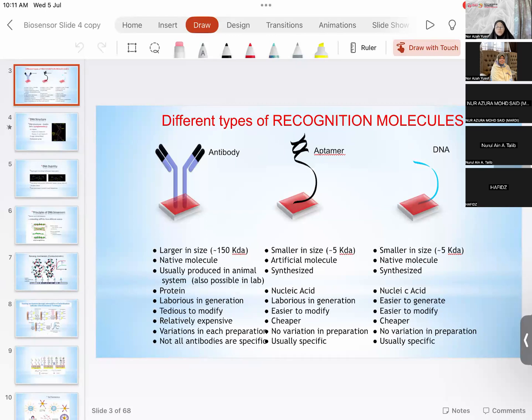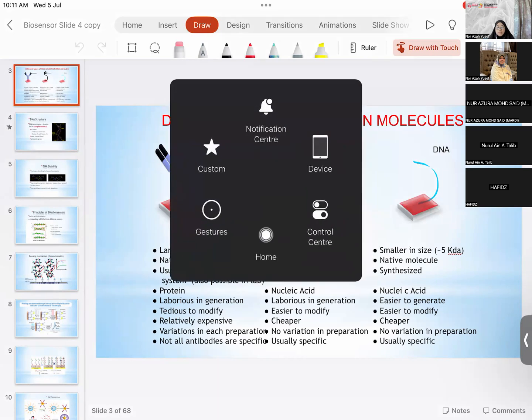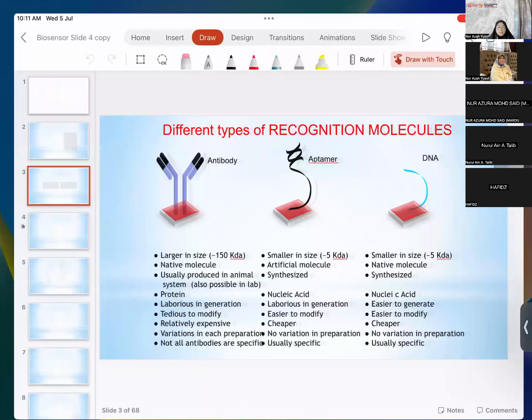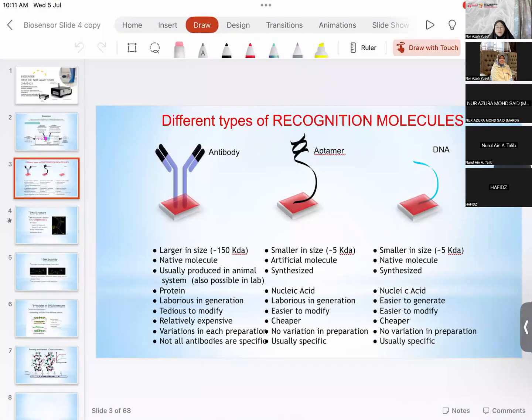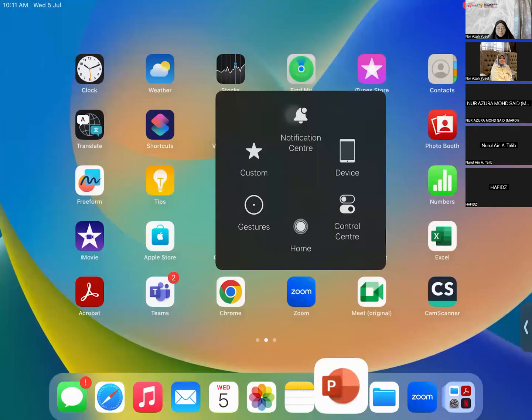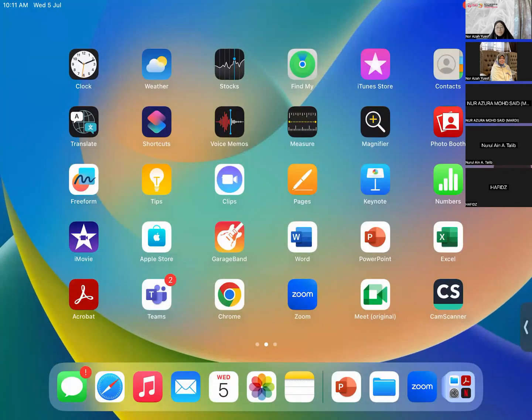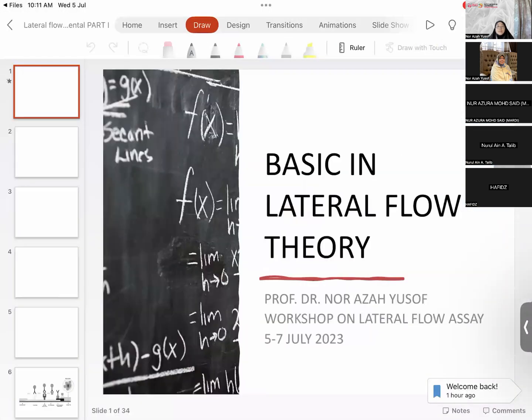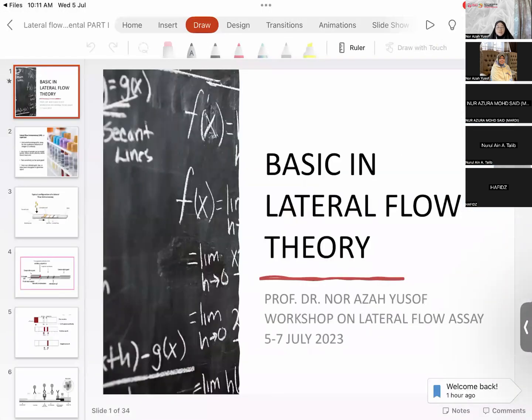So now we are going to move to the lateral flow. So let me switch to the new slides. I hope that everybody can mute first, and then if you have any question, you can stop me, definitely. Okay, right.